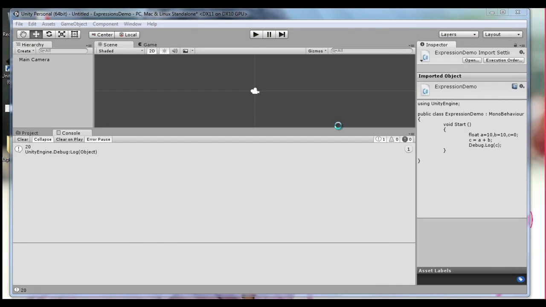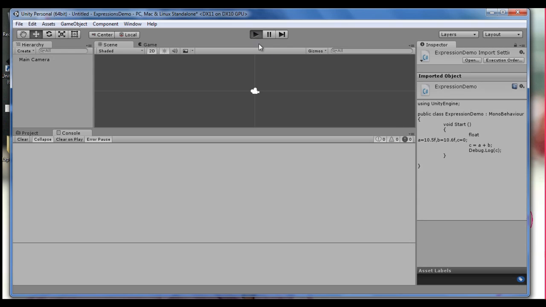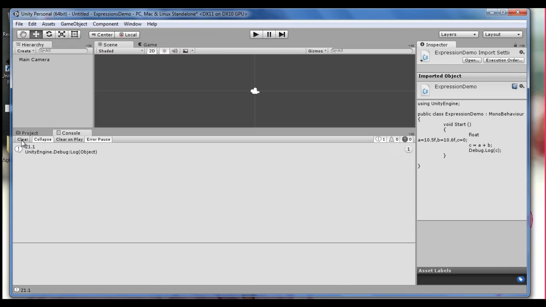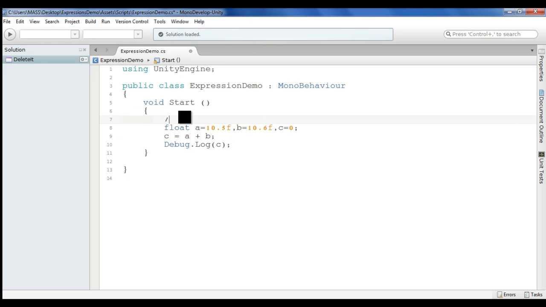Okay, let us save, come over here, clear this and run the code. You can see that we got 21.1. That is the result of this operation. Okay, now this is how you are going to convert a normal expression to code.